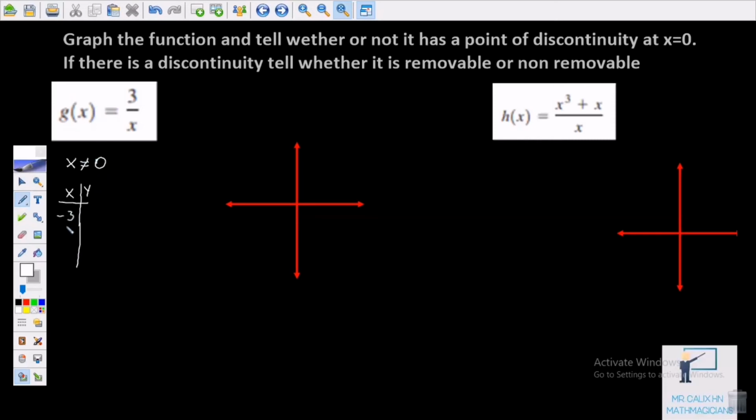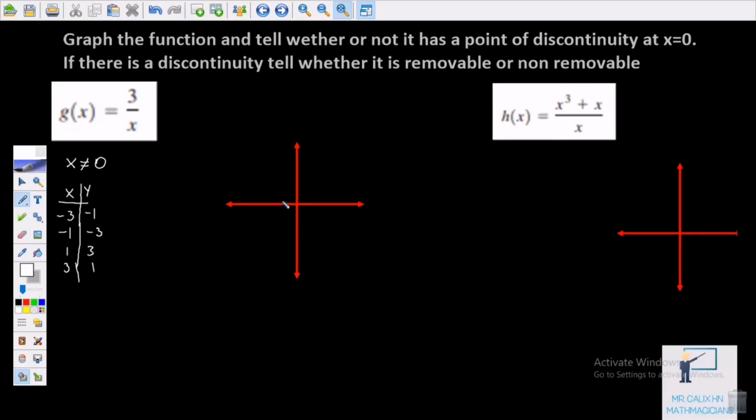I will use numbers that give me whole numbers as answers. Okay, so I'll use -3, -1, 1, and 3. If I substitute -3 in x, my answer is -1. If I substitute -1 in x, my answer is -3. If I substitute 1 in x, the answer would be 3. And if I substitute 3 in x, the answer would be 1. Once we have these points, we're going to make our graph.